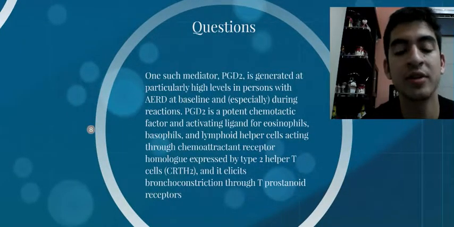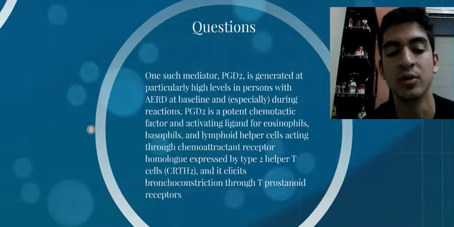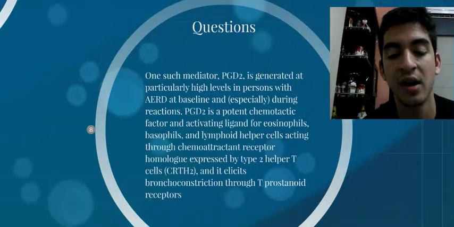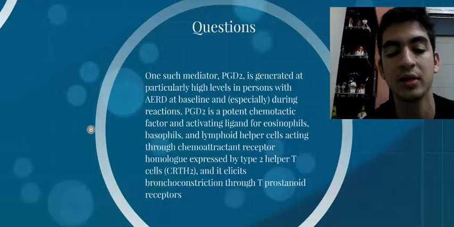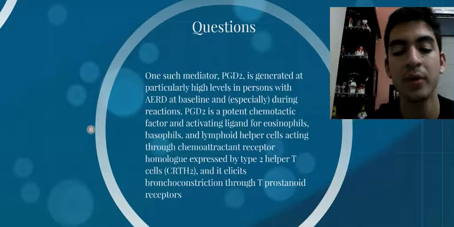Questions: One such mediator, PGD2, is generated at particularly high levels in persons with AERD at baseline and specifically during reactions. PGD2 is a potent chemotactic factor and activating ligand for eosinophils, basophils, and T helper cells, activating chemoattractant receptor-homologous molecule expressed by type 2 helper T cells, and it elicits bronchoconstriction through T prostanoid receptors.